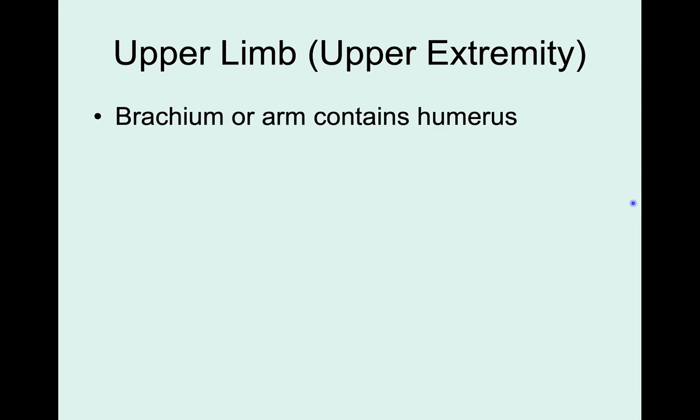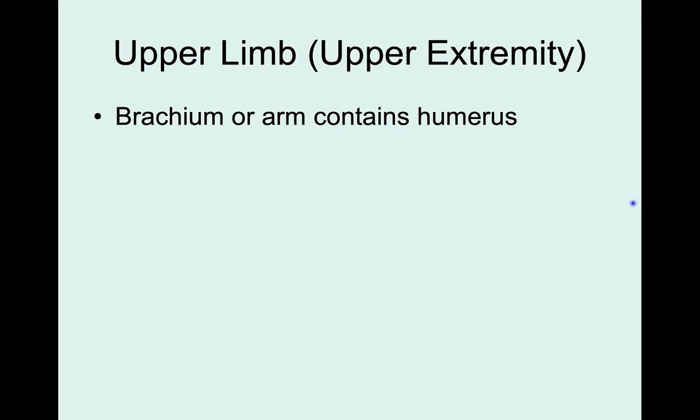Welcome back, folks. Let's start looking at our upper limb or our upper extremity. First, we need to go over some regional terms. Our brachium is from our shoulder to our elbow. This is our arm. And in our arm here, or our anatomical arm, is our humerus.